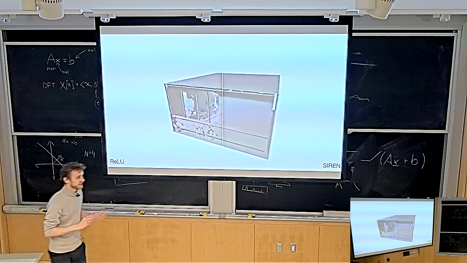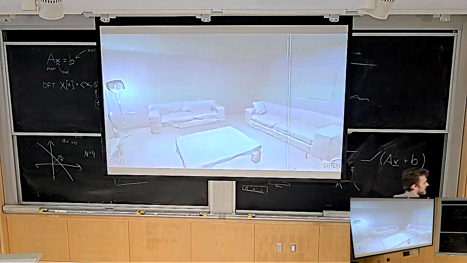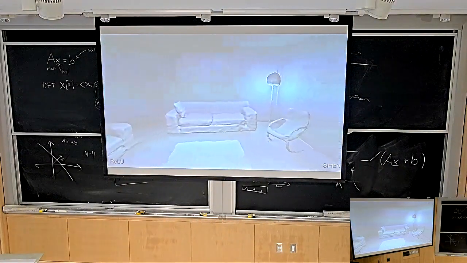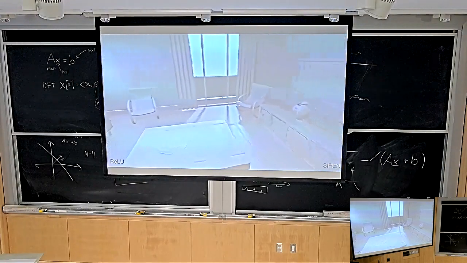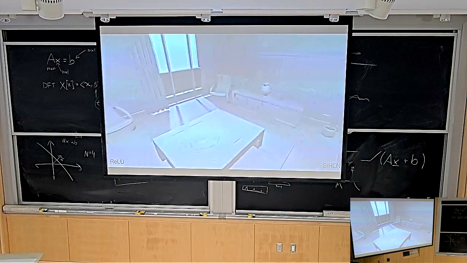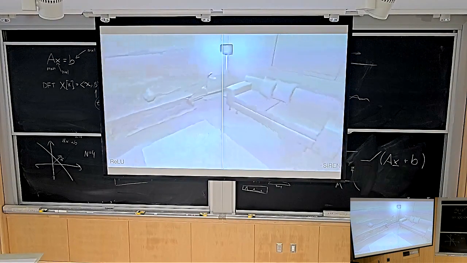And this was kind of the video that we made for the paper. On the left-hand side, you can see a signed distance function parameterized by a ReLU neural network. And on the right-hand side, you can see a signed distance function that is parameterized by this sinusoidal representation. We called it sinusoidal representation networks because the SIREN acronym was a cool shorthand.